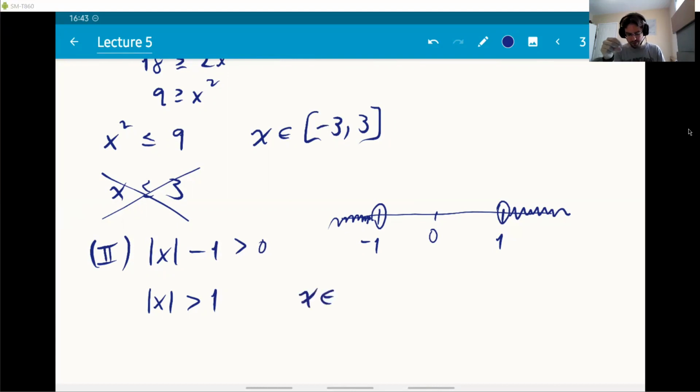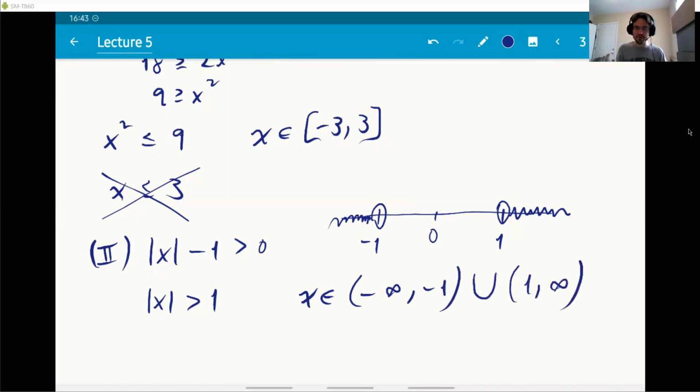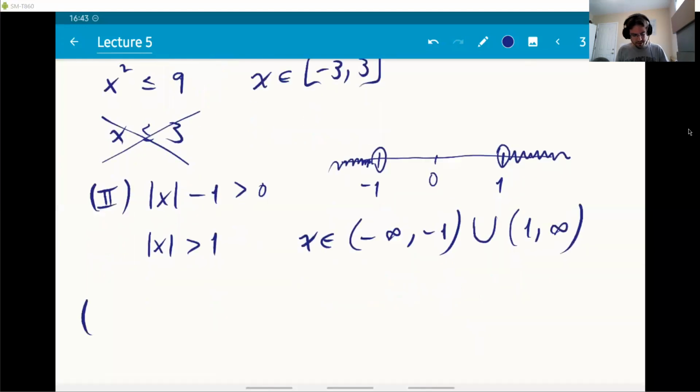And in interval notation, you could write that it's between minus infinity and minus 1, union 1 to infinity. You want to take those two intervals together. So in other words, you're saying x could be in the first one or the second one. That's why we use the union symbol. That's how you solve the second part. Third part will be easy.